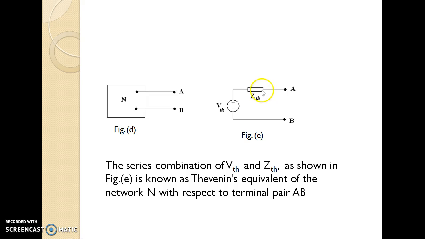When we have calculated ZTH and VTH, the VTH is placed in series with the ZTH. This is called the Thevenin equivalent of the network N. It is a much simpler circuit. So when a complicated network N has to be modified into a simple circuit, we can use the Thevenin theorem.